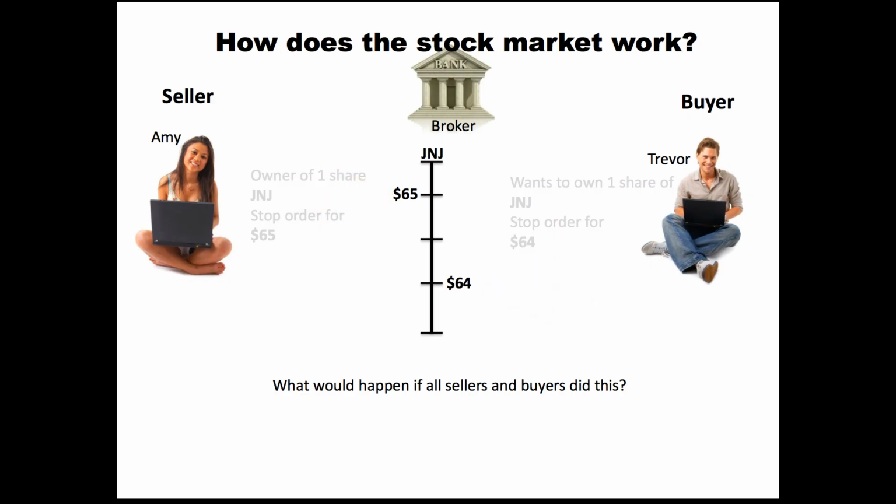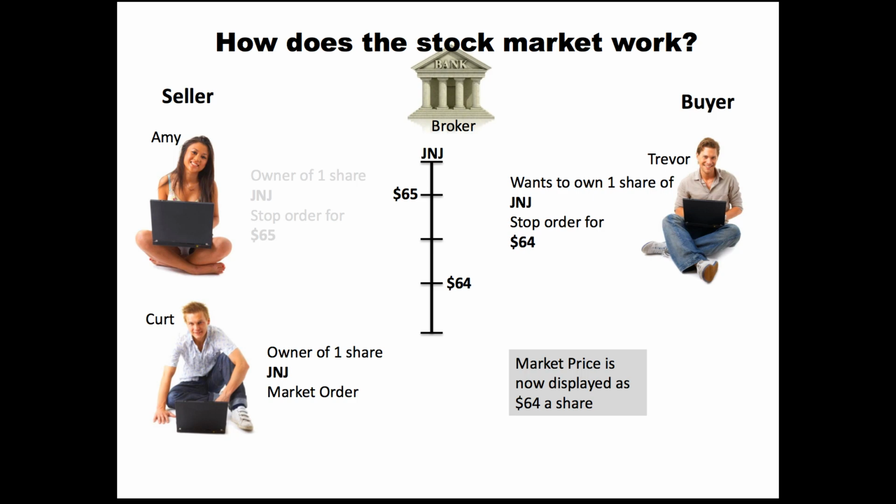So let's assume that Amy and Trevor stick to their stop orders, and she keeps hers at 65, he keeps his at 64, and then all of a sudden we have this person entering, Kurt. Kurt owns one share of Johnson & Johnson, and he's listed over there on the seller side with Amy. And instead of putting in a stop order, he puts in what's called a market order. And what that means is Kurt's basically saying, hey, any buyer out there that's willing to buy my one share of Johnson & Johnson, whatever you're willing to buy it for, I'll sell it to you. That's what that means when he puts in a market order.